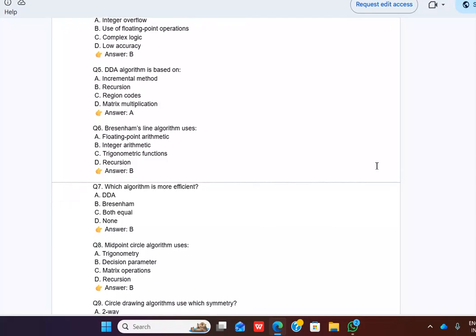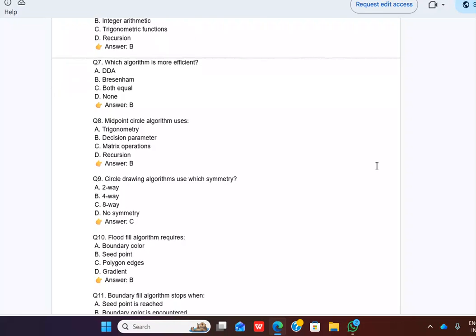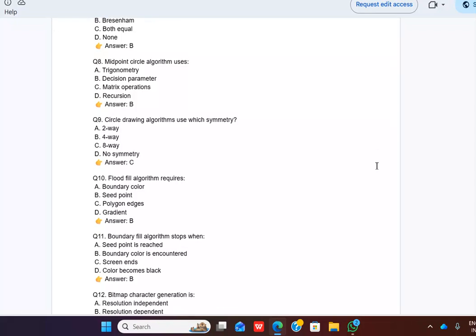Which algorithm is more efficient? Bresenham's. Midpoint circle algorithm uses a decision parameter. Circle drawing algorithm uses which symmetry? The option is 8-way. Flood fill algorithm requires a seed point. Boundary fill algorithm stops when the boundary color is encountered. The answer is seed point.